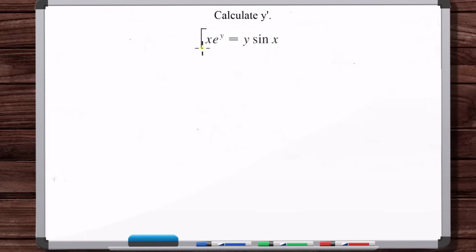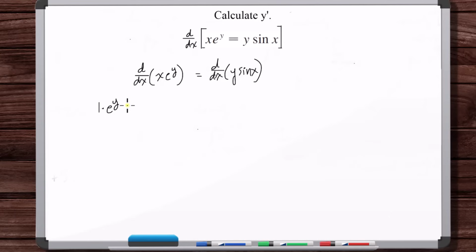Okay, y is defined implicitly here. Let's use implicit differentiation. Take the derivative with respect to x of the entire equation. Okay, product rule, derivative of the first times the second plus derivative of the second. What is the derivative of e to the something? E to that something times the derivative of that something. So derivative of the first times the second plus derivative of the second times the first.